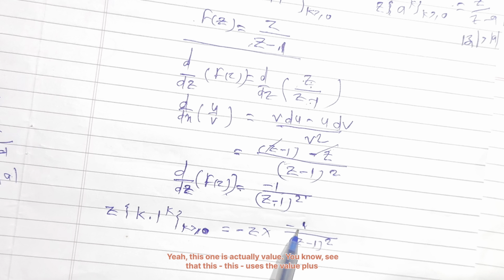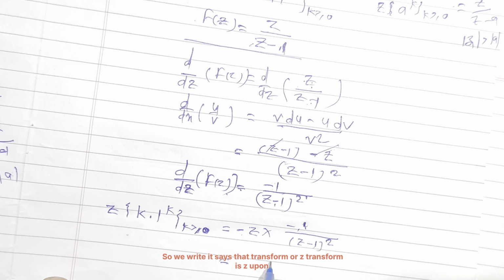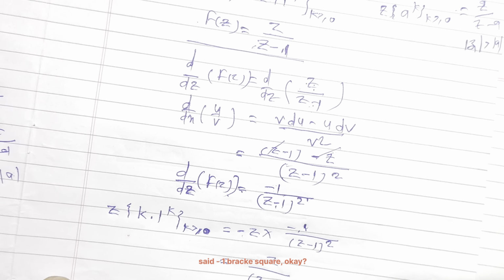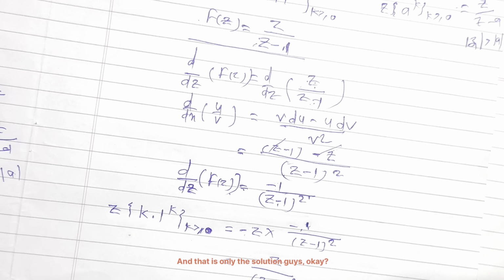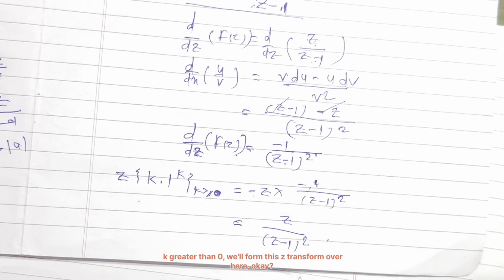Now see that this minus gives us the value plus, so the z transform is z upon z minus 1 bracket square. And that is the solution, guys. So we just wanted the z transform of k, when k is greater than 0, and we found this z transform over here. It's way easier, guys. You can solve it very easily.